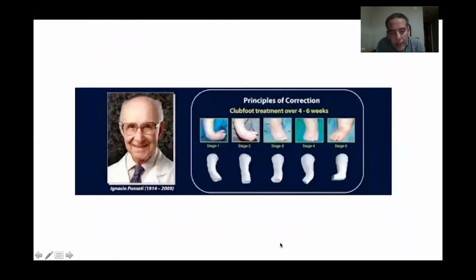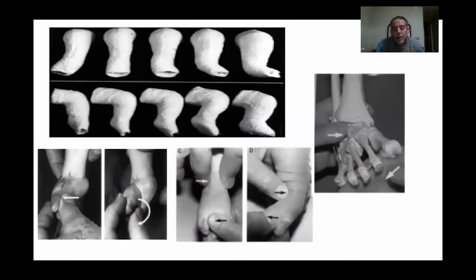We owe a lot of credit to this man, the great Dr. Ponseti, who taught us the principle of the Ponseti casting. In Ponseti casting, what do we do? We first increase the supination of the forefoot. Why? Because we have to reduce the midfoot. Remember, we said the navicular is plantar flexed on the head of the talus.